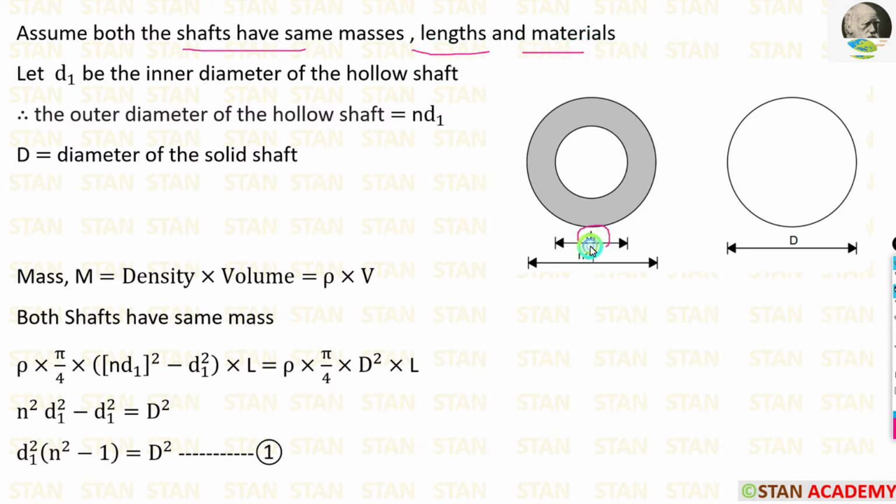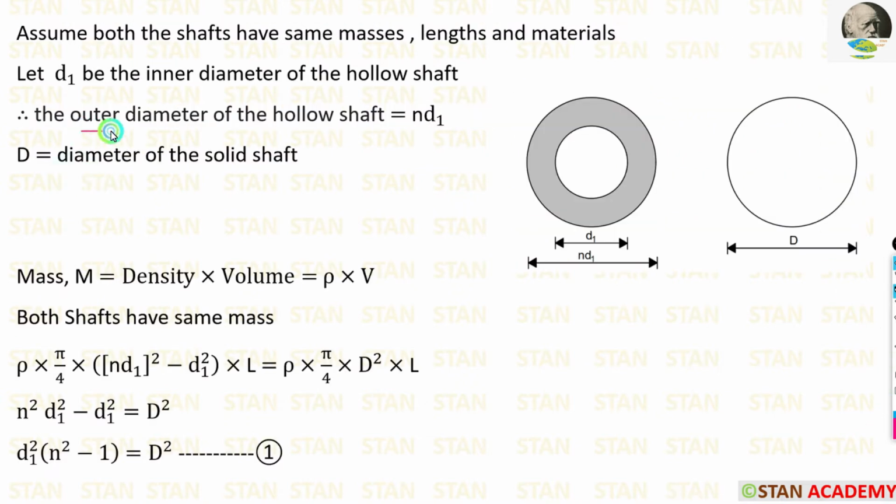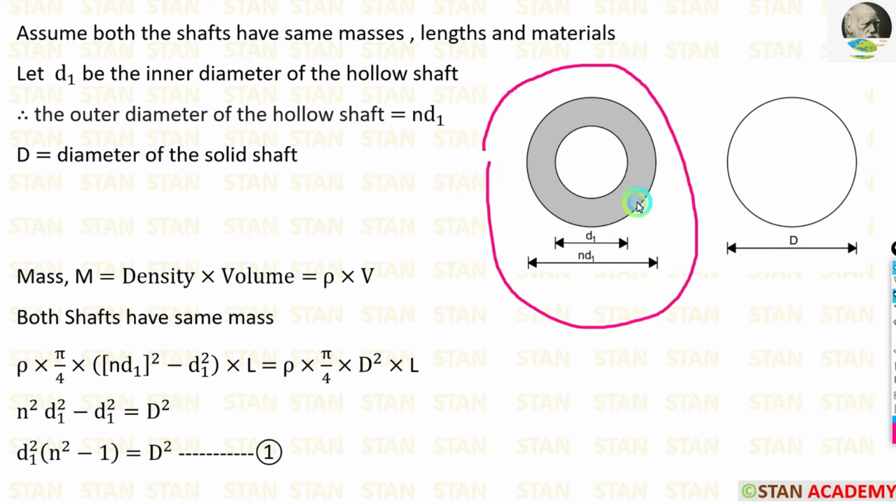Let d1 be the inner diameter of the hollow shaft. Therefore, the outer diameter of the hollow shaft will be nd1, because in the question it is given the hollow shaft has the outer diameter n times the inner diameter. Capital D is the diameter of the solid shaft. The hollow shaft has two diameters, and the solid shaft has only one diameter.